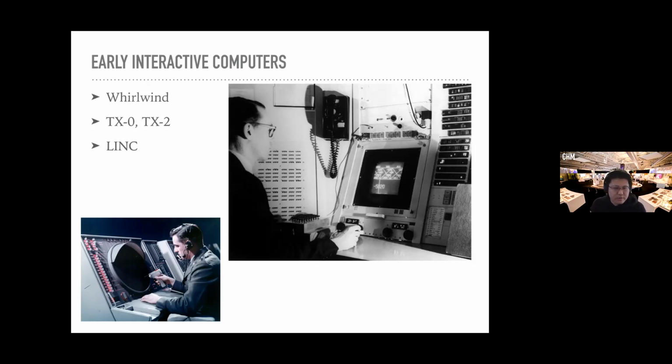The Whirlwind then led to several additional computers developed at MIT's Lincoln Laboratory, led by a researcher named Wesley Clark. These are the TX-0 and the TX-2. The TX-0 was like a miniaturized, transistorized version of the Whirlwind. The Whirlwind had used vacuum tubes, so it was very big and very hot. The TX-0 was much smaller. That was then built upon to create a larger computer called the TX-2.